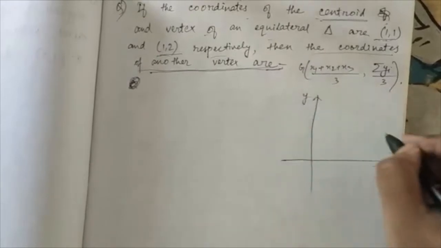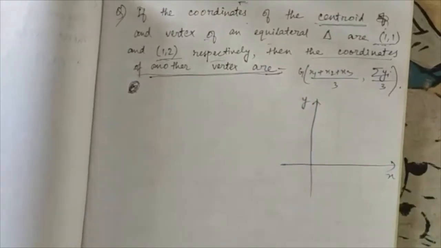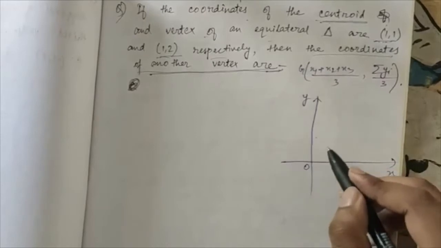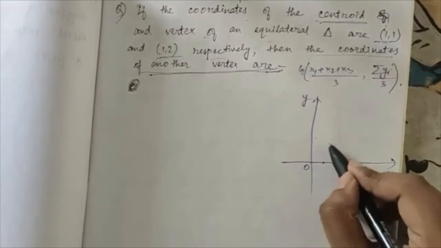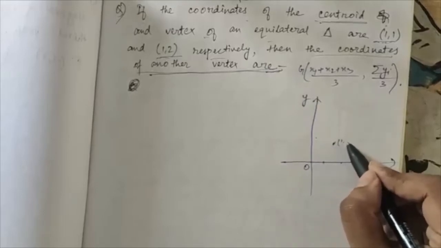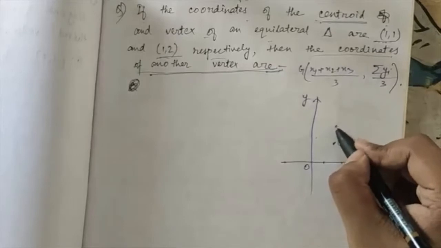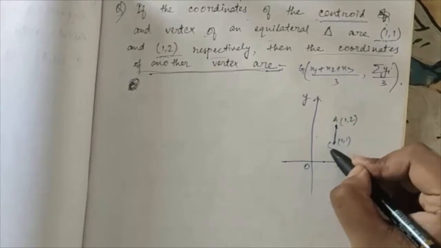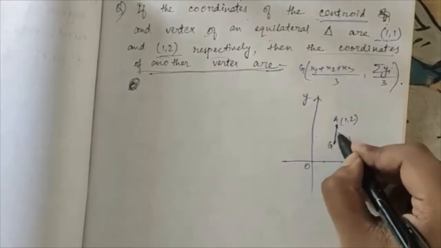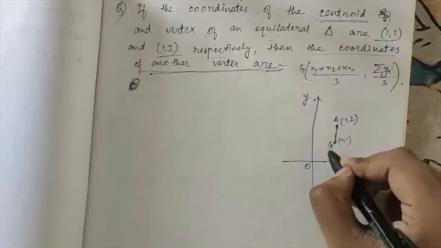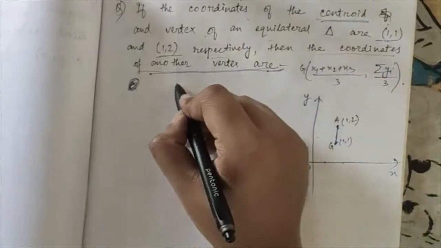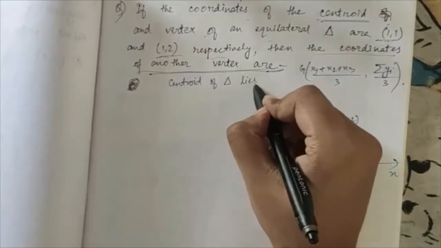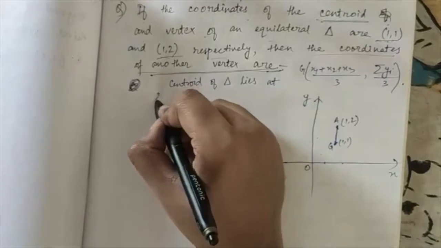Now let me draw the coordinate axis and draw the centroid at (1, 1). Here is the origin O. Let's take the point (1, 1), and then the given vertex, let it be A, which is (1, 2), and let me join this. Now, we know that in any triangle, specifically for an equilateral triangle, the centroid of the triangle lies at 2/3 distance. Sorry, not 2:1.